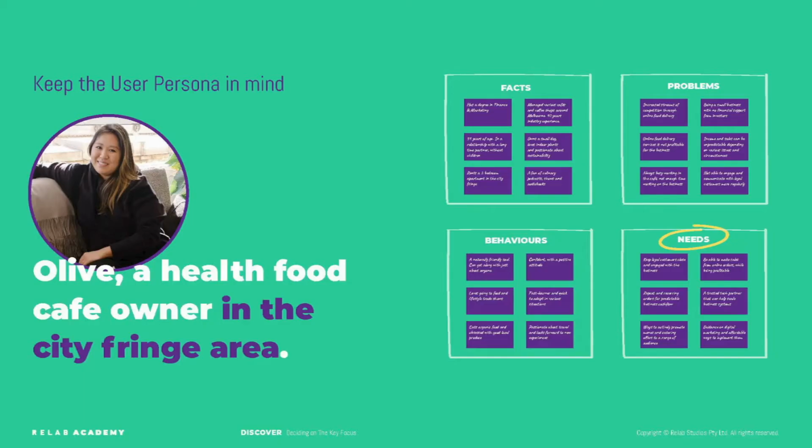I like to always keep the user persona in mind. If you haven't seen this slide before, go back and have a look at documenting the user persona. In that segment, I explained how to come up with the user persona details, but we're going to focus on basically Olive, who is a health food cafe owner in the City Fringe area. We've previously covered Olive's facts, pain points, her problems, her behavior, and her desired needs.